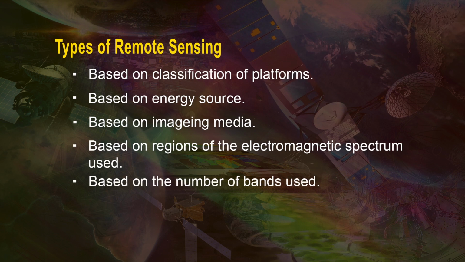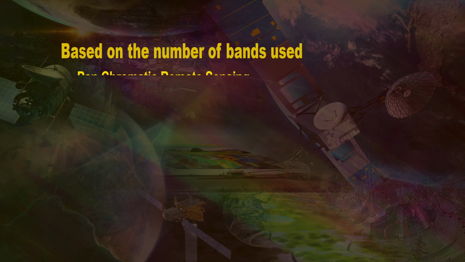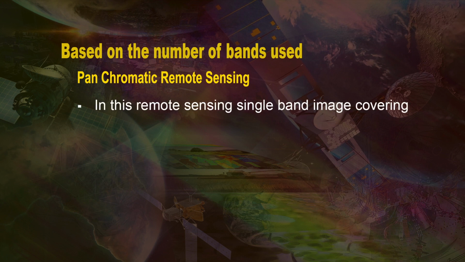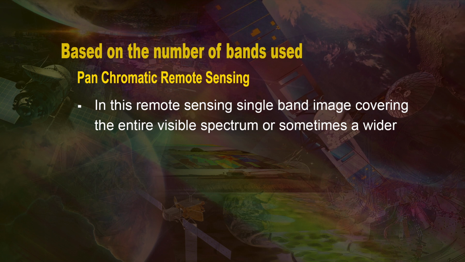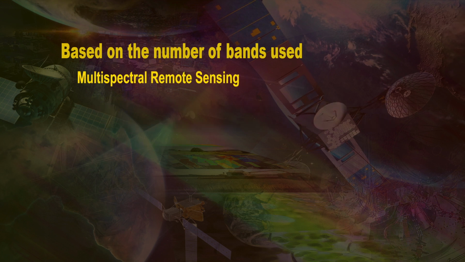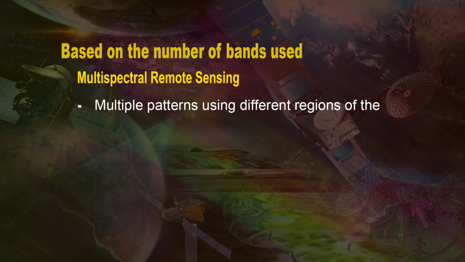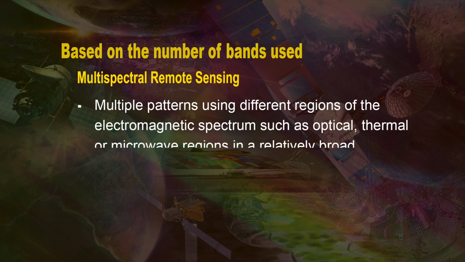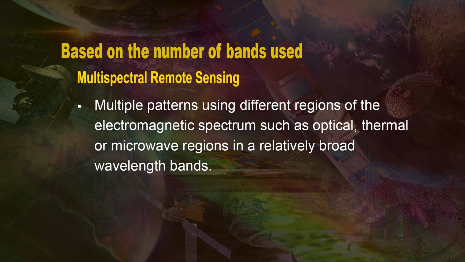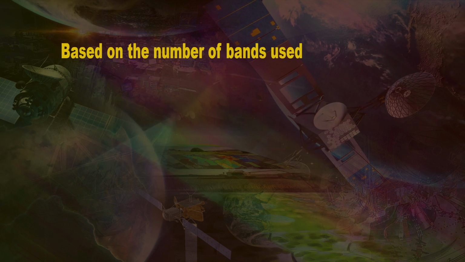Based on the number of bands used, remote sensing can be divided into panchromatic remote sensing. In this remote sensing, a single band image covers the entire visible spectrum or sometimes a wider range of 0.32 to 0.9 μm. Multispectral remote sensing. Multiple images using different regions of the electromagnetic spectrum, such as optical, thermal or microwave regions, in relatively broad wavelength bands.